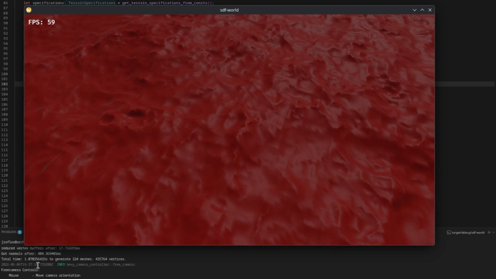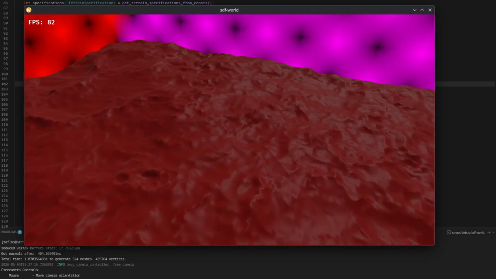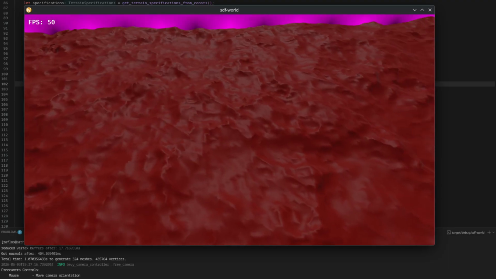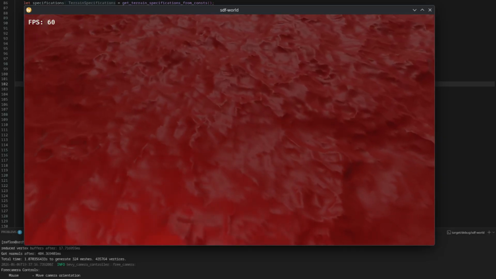I really wanted to get under 1 second, but I don't know if I'll get there because I think this terrain, this area is just too big. It's too many chunks. But 1 second, that's great. I think that's pretty good.